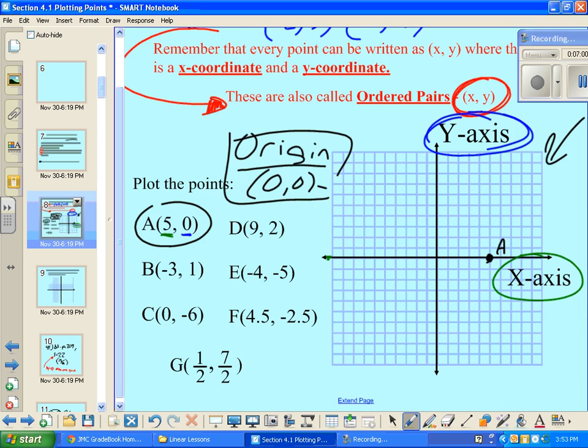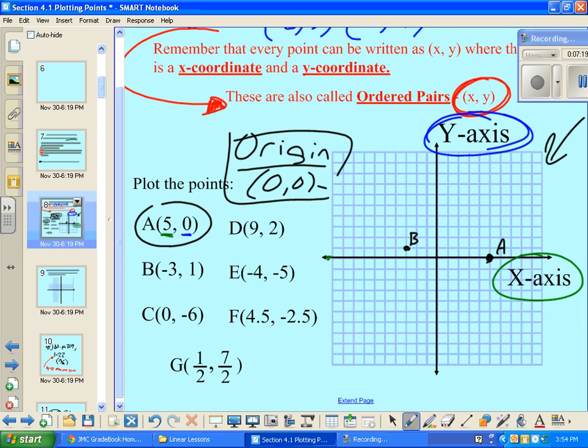Point B, negative 3, 1. So the first coordinate, that x-coordinate, the first number, is always the x-coordinate. That always tells us left or right. In this case, that's negative 3. So I'm going to go left 3. In this case, the y-coordinate's 1, so up 1. So there's the point negative 3, 1. That's point B.